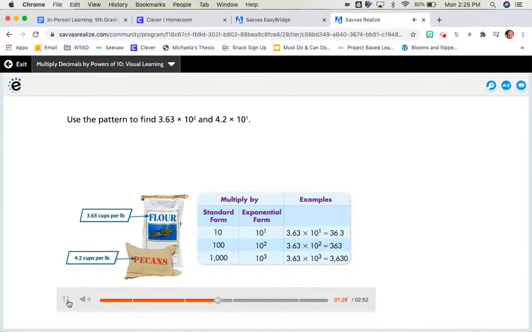Use the pattern to find 3 and 63 hundredths times 100, or 10 squared, and 4 and 2/10ths times 10, or 10 to the first power. The first one's easy because it's in the chart for you. Be observant. The second one, I want you to try on your own, and then I'm going to show you the answer in a second.